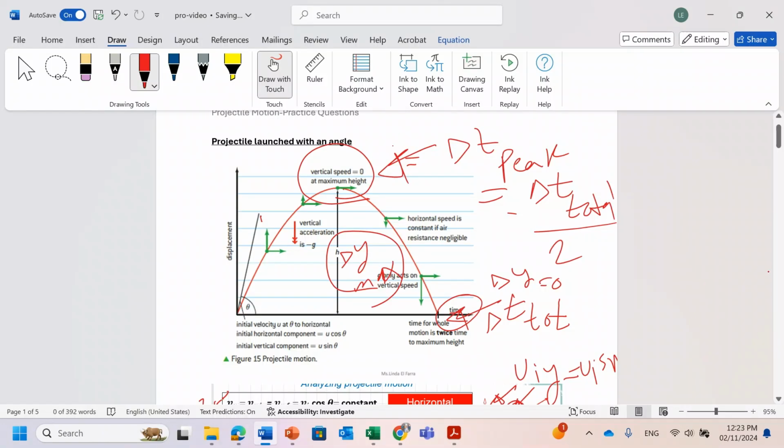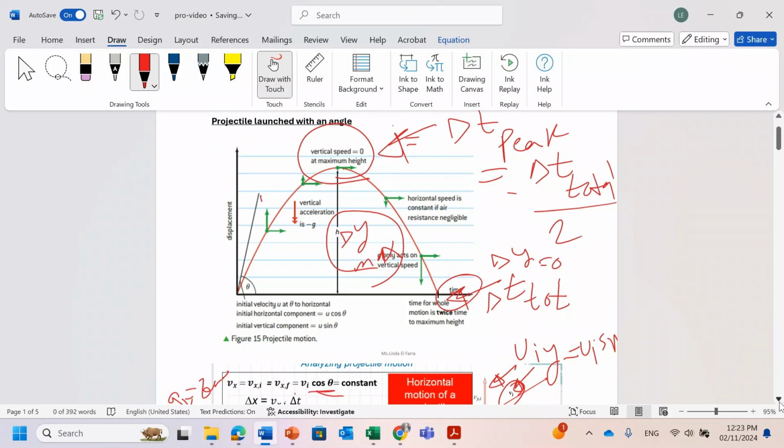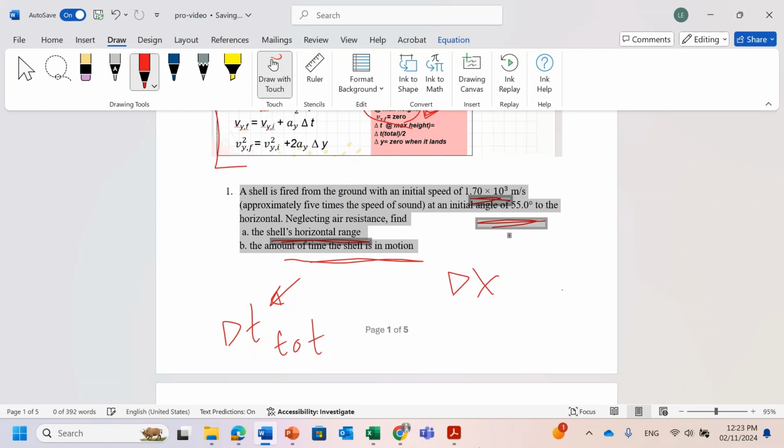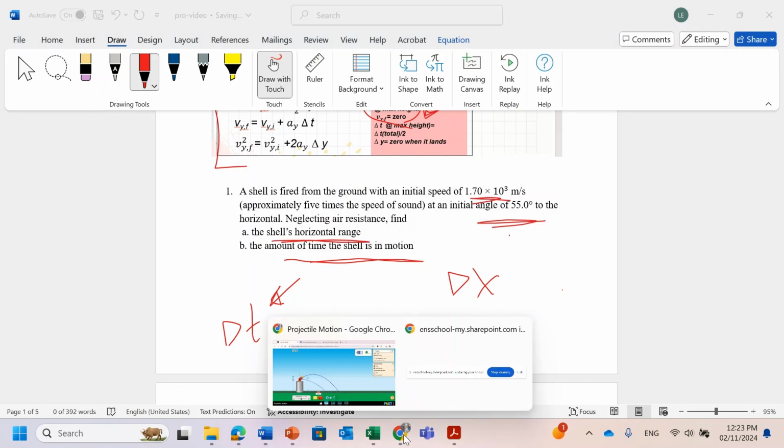Now let's read the question. The first question is related to a projectile launched with an angle. We have a shell fired from the ground with initial speed 1.7 times 10 to the power 3 meters per second and initial angle 55 degrees. Neglect air resistance. Find the shell's horizontal range, that means I need delta x, and the amount of time the shell is in motion, that means I need delta t total. Okay, so let's solve the question.